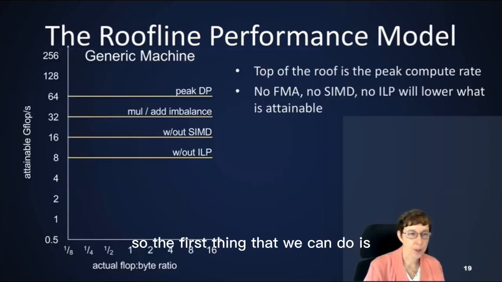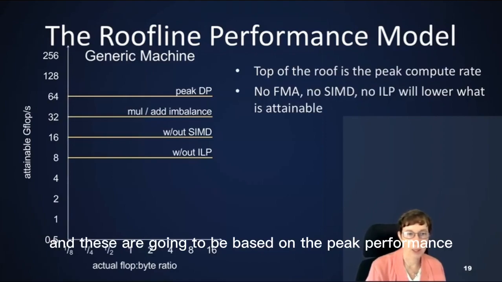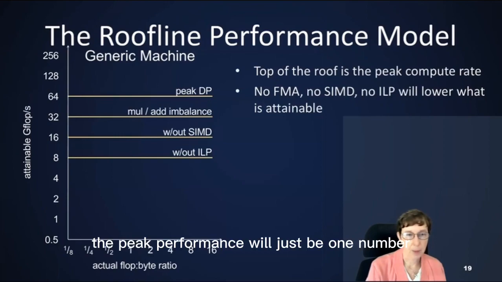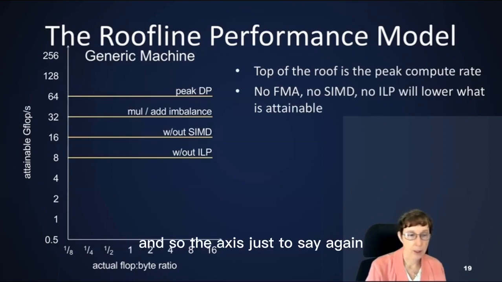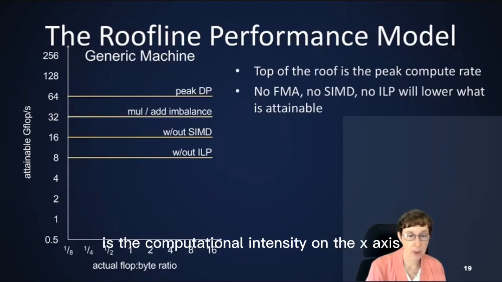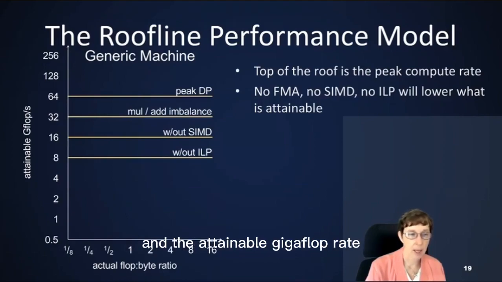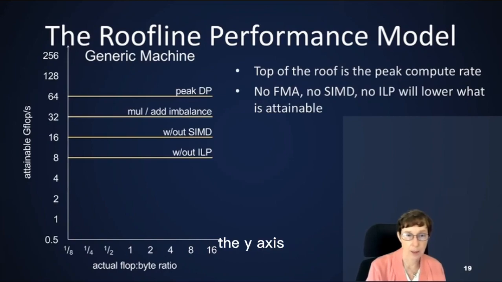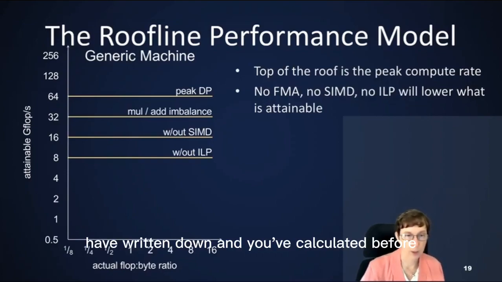So the first thing that we can do is to draw the flat part of the roof, and these are going to be based on the peak performance of the hardware. And in a naive performance model, the peak performance will just be one number. And so the axes, just to say again, is the computational intensity on the x-axis and the attainable gigaflop rate. So the performance in gigaflops per second, I should say, on the y-axis. And so the peak performance is what we have written down and you've calculated before.